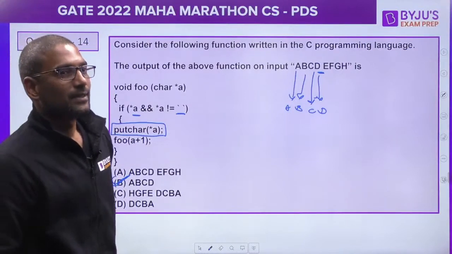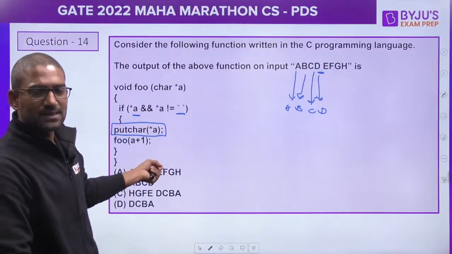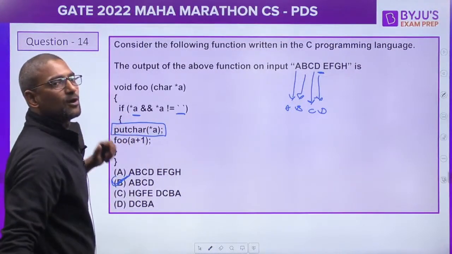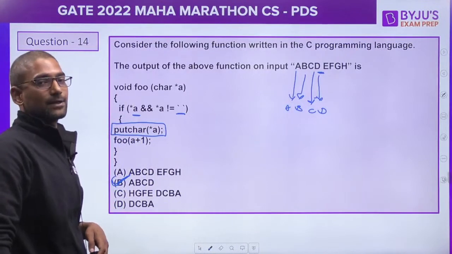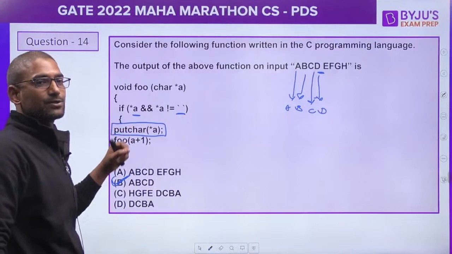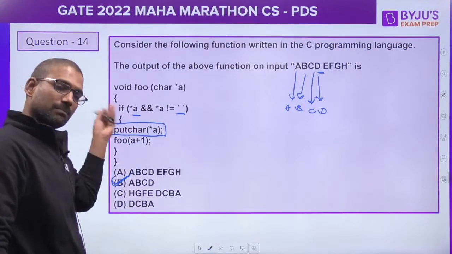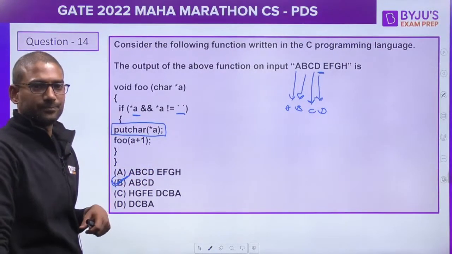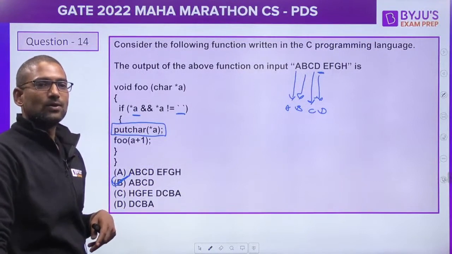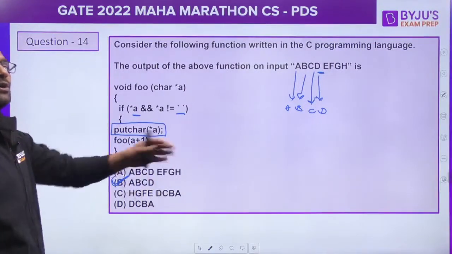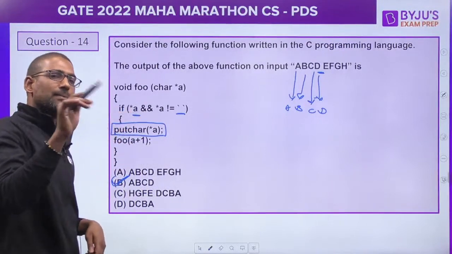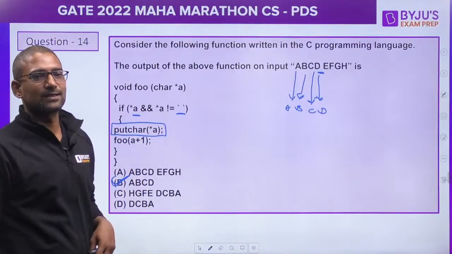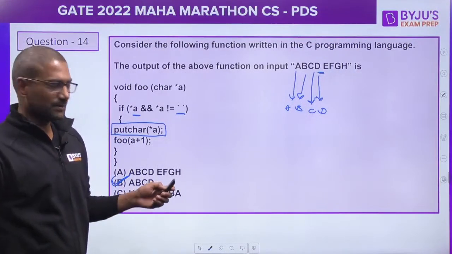In the previous, it is actually the previous year question, there putchar was after foo of A plus 1. It was in the head recursion form. I made it tail recursion. After printing, you are recursively calling. So it will print only A, B, C, D, not D, C, B, A. As you remember the previous GATE question answer, don't give that.